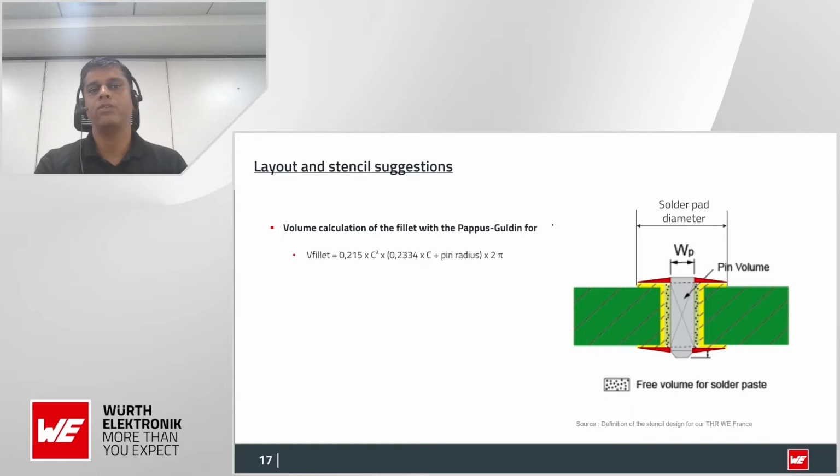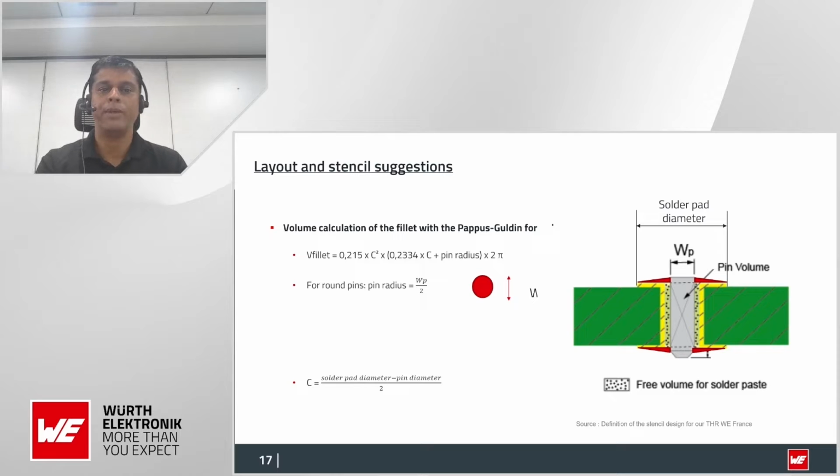The other thing is the volume calculation of the fillet with the proper guide. Fillet is what we talk about as the solder fillet. Normally this has to be filled to get a proper soldering process. The V fillet formula is 0.215 times C squared, times the bracket of 0.2334 times C plus pin radius, times 2 pi. The pin radius and pin volume are given here. So how do you calculate the C value? C is the solder pad diameter minus the pin diameter, divided by 2.